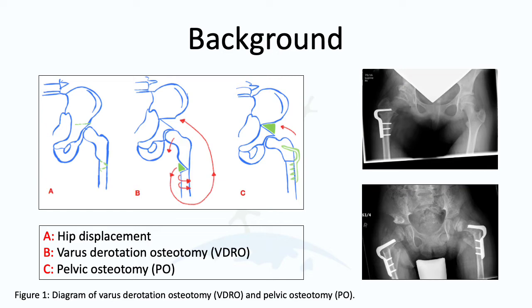Picture C depicts pelvic osteotomy, and that's when the wedge of bone that was removed from the VDRO can then be inserted into the pelvis through an osteotomy to allow the acetabulum to be deepened and to provide greater coverage of the acetabulum over the femoral head. The radiographs on the right show how this can all be performed either in a unilateral procedure or in bilateral procedures.